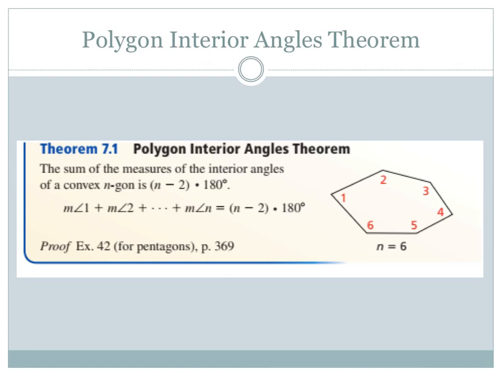So, to answer your burning questions, how did I do it? Polygon interior angles theorem. Okay? How did I find the interior angles of every single one of your shapes? The sum of the measures of the interior angles of a convex n-gon. What do you think n represents? Number of what? Sides. N is the number of sides.